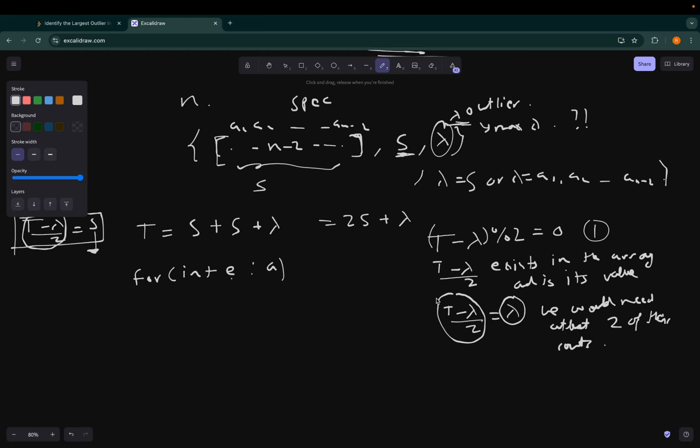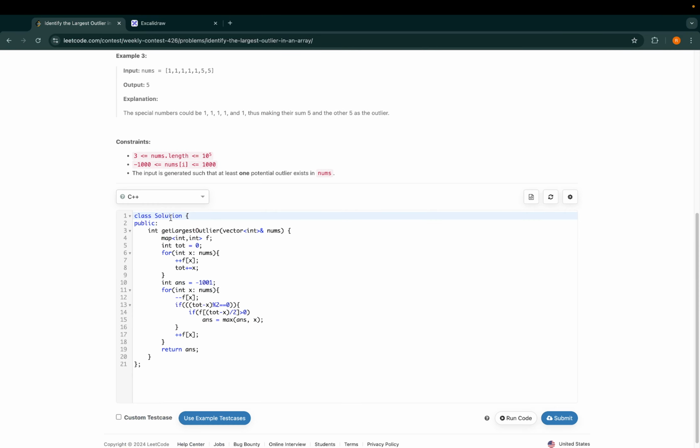This is condition number 2, that we check if this exists in the array such that it is existing apart from the outlier, so that we can just maintain a frequency map. So that's what I'm doing here. We take a map of integers, we just calculate the frequency map, and we calculate the total sum.